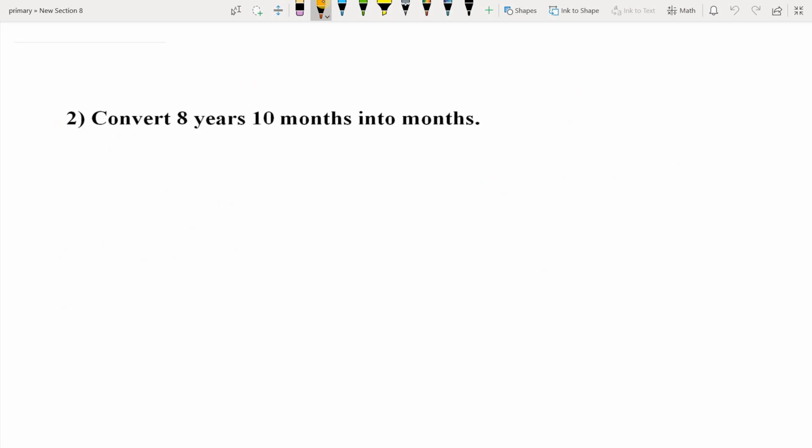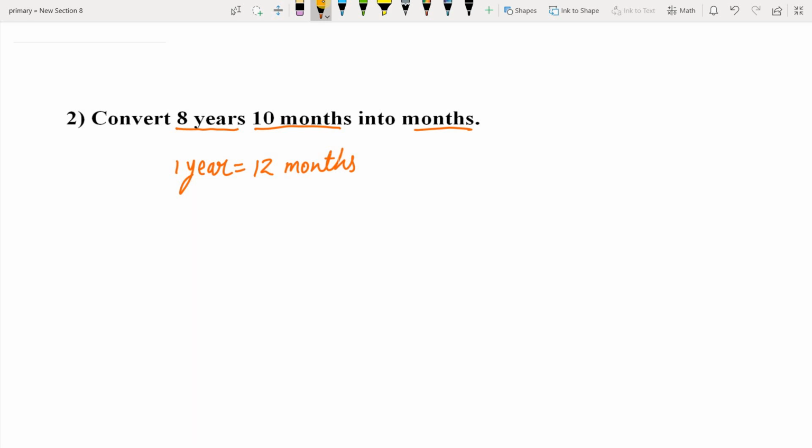Question 2. Convert 8 years 10 months into months. In this question we have to convert 8 years and 10 months into a month and we know that 1 year is equal to 12 months. तो 2 year में कितने months होंगे? 2 year में 24 months होंगे.